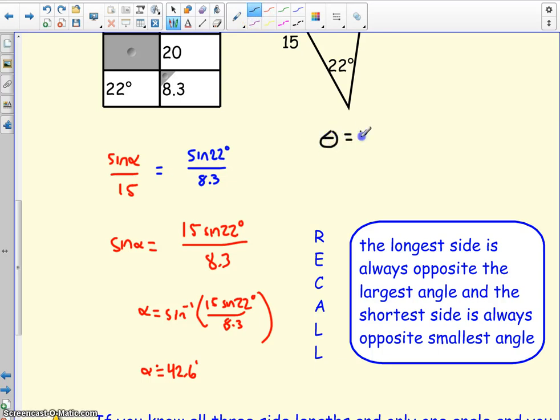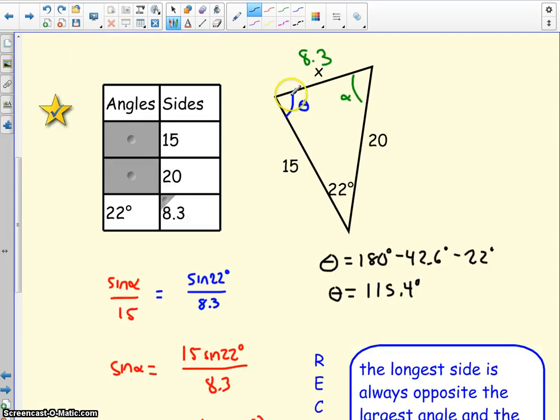So the last angle will be 180 degrees, minus the 42.6, minus the 22, so that gives me 115.4 degrees, which again makes more sense. I know it doesn't look like we have an obtuse angle drawn in here, but again, it's opposite the largest side, so it makes sense that that could be a possible answer.